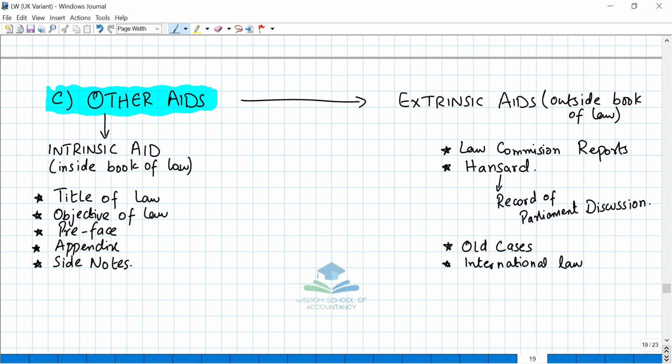While extrinsic aid means outside the book of the law. For example, law commission reports; a judge can take help from those. Hansard is a record of parliament discussion. When parliamentarians discuss an issue, those discussions are recorded and summarized in Hansard. So a judge can take help from Hansard as well. A judge can take help from old cases as well, and from international law as well. We are talking about statute interpretation, so these are the other types of help that a judge can take.